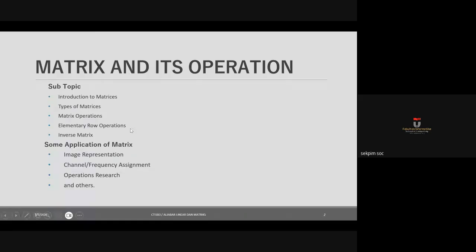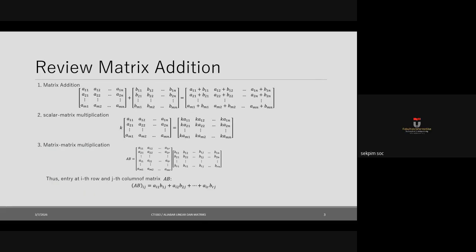We call it elementary row operation, or in Indonesia we call it operasi baris elementer. Yeah, I'll introduce it to you today, and please try to understand and do as many exercises as you can until you are expert. Yeah.